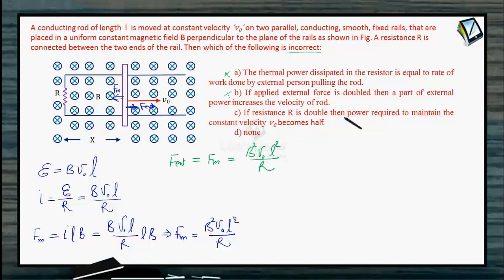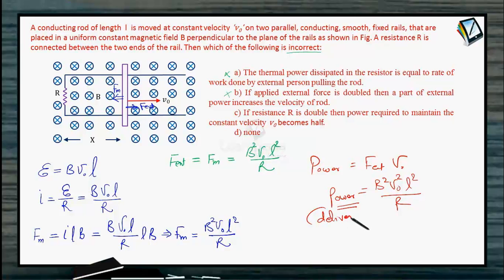Option C: if resistance R is doubled, then the power required to maintain the constant velocity v0 becomes half. First of all, what is the power required? The power required by the person will be the force multiplied by the velocity. So force is this, multiplied with the velocity, it becomes this. This is the power delivered by the person, and it is inversely proportional to the resistance. So if resistance is doubled, the power required to maintain the constant velocity becomes half. So this is a correct option, which means it is not incorrect.